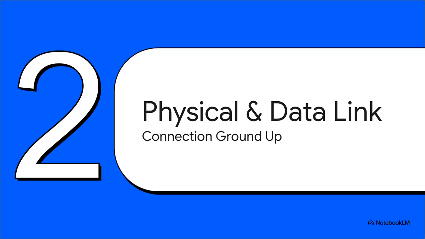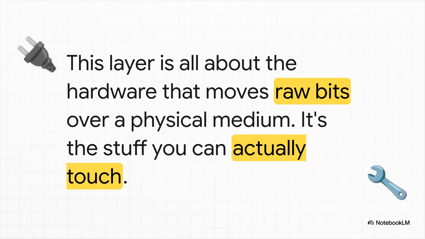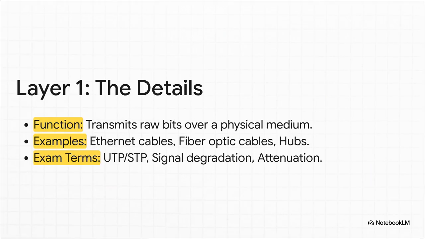We're starting right at the bottom of the stack, with the layers that create the actual, tangible connections in any network. All right, Layer 1, the physical layer. This is all the stuff you can literally touch and see. We're talking about the hardware that's responsible for moving the raw data, the ones and the zeros, from one place to another. There's no fancy logic here. It's just the pure physics of sending a signal.